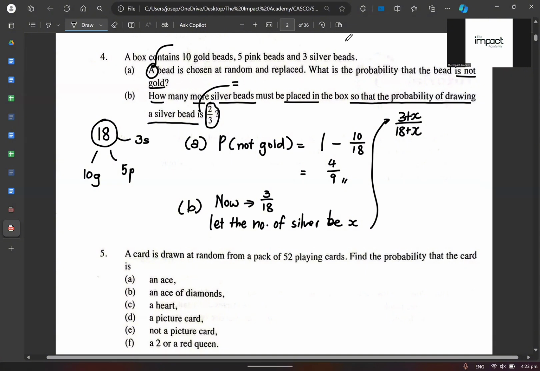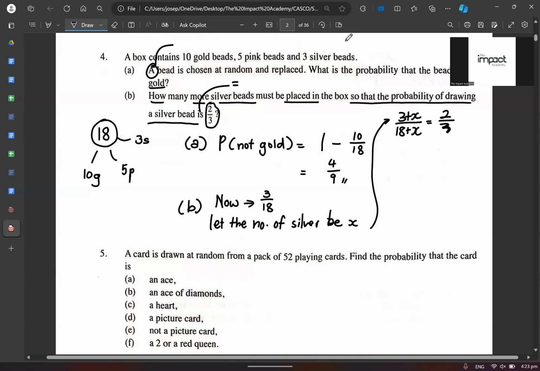Let me just stop here for a bit while you digest the information. It's equal to 2 over 3. Do you know why I plus X? Because now I'm going to increase the number of silver bits. Do you agree that when I have more silver bits, the probability of me getting silver bits will be higher? True. All right, so over here, this becomes 2/3. Am I making sense?